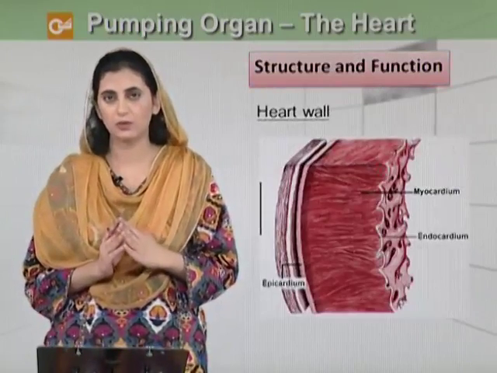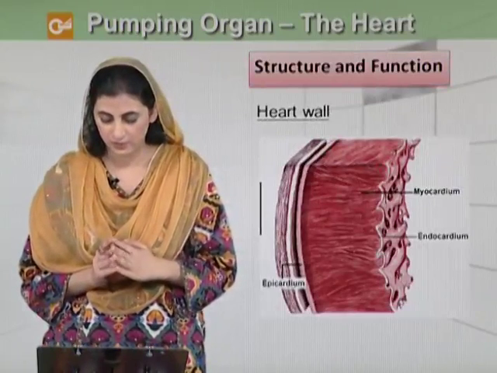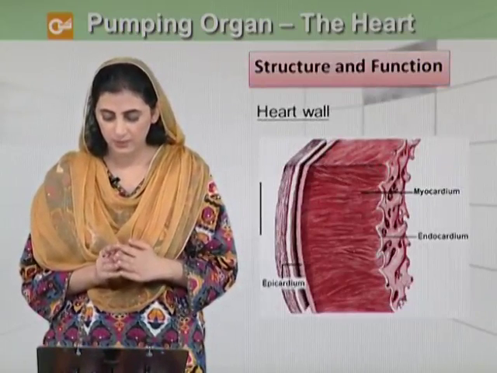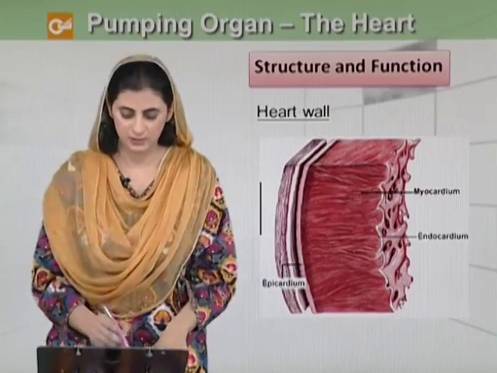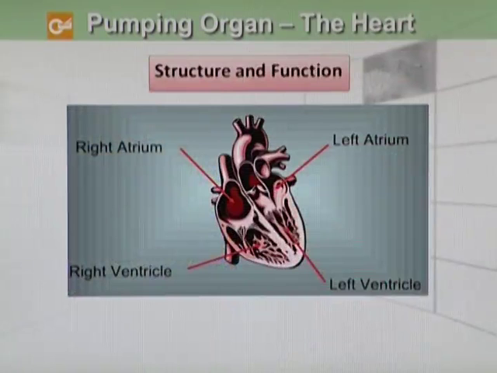And a heart wall is composed of 3 layers. First of all is the endocardium, then there is the myocardium layer, and then the epicardium layer. And I have gathered a definition about different parts of the heart. You can see here that the heart is divided into 4 chambers: right atrium, right ventricle, left atrium, and left ventricle.